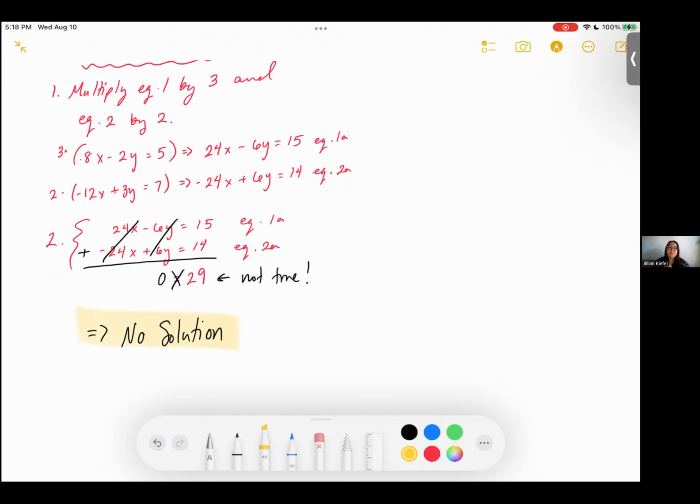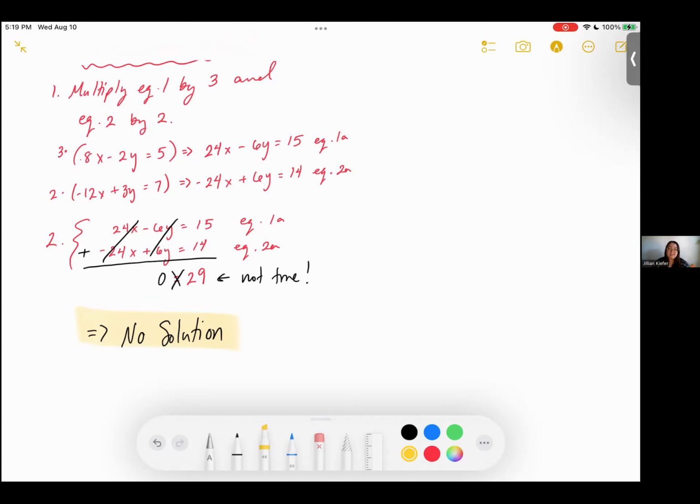You will have no solution when your final statement is just blatantly incorrect. 0 equals 29. 2 is equal to 3. Anything like that. Those are just not true. Those statements are not true. They never will be true, which means that there is absolutely no solution.